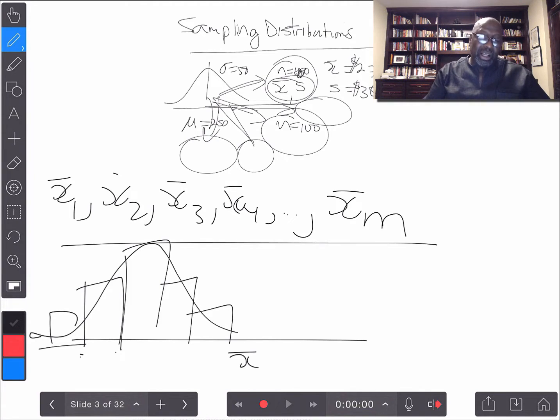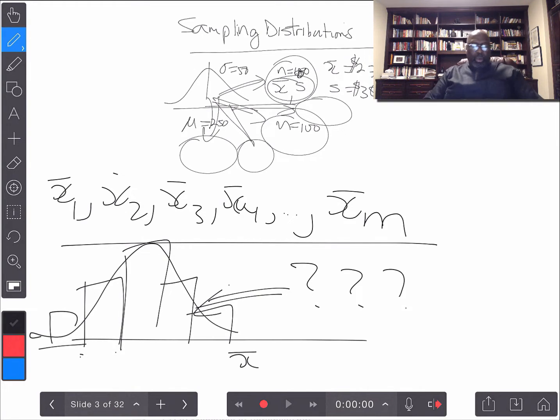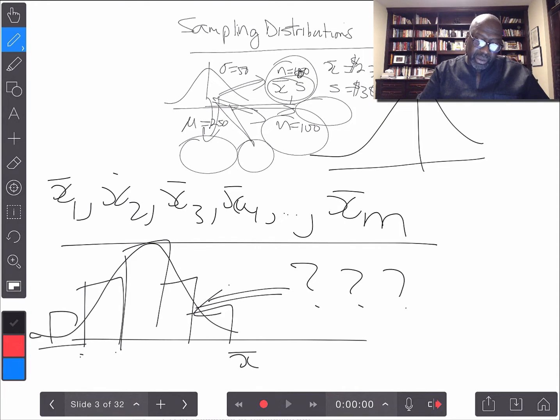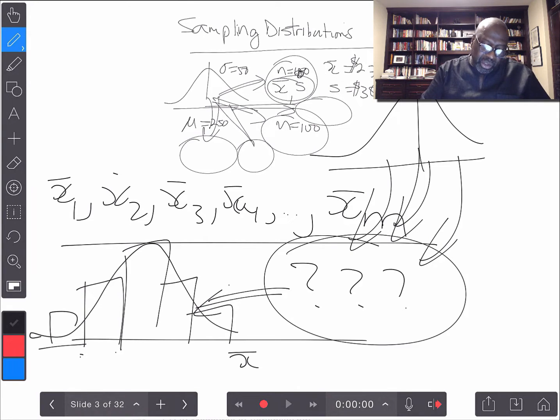And so the question that we want to ask is, what is this sampling distribution like? What does it look like? We know that the population could possibly be like a normal distribution, but if I took those samples from the normal population, what would that distribution look like?